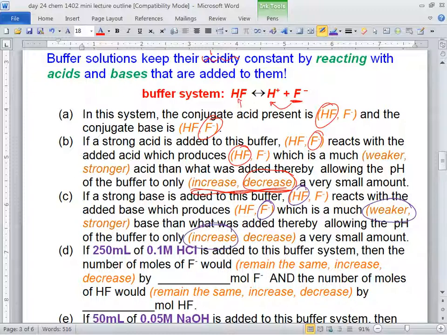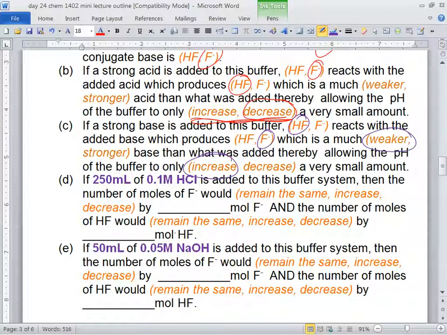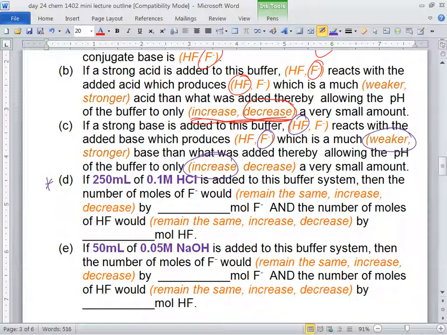So let's see if we can follow this. This is the part you really want to understand. 250 mils of 0.1 molar HCl is added to this buffer. Okay. So we've got this solution of HF in it. Now we don't even know what the concentration is of the HF, but it doesn't really matter. We know that we have some in there. We had 250 mils of 0.1 molar HCl added to the buffer.